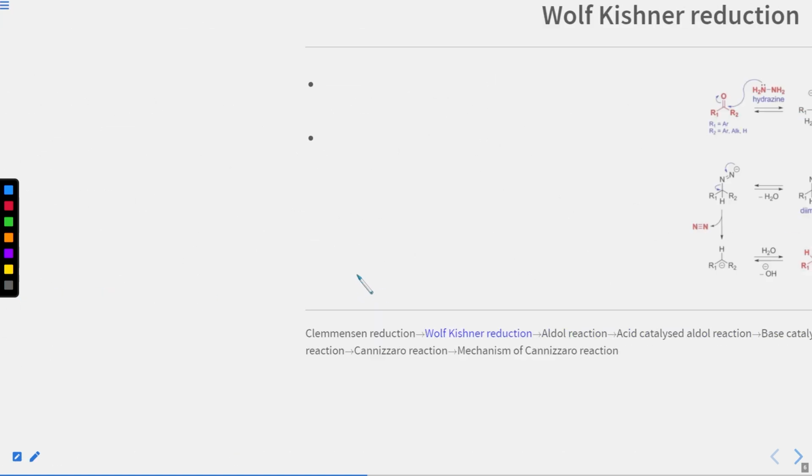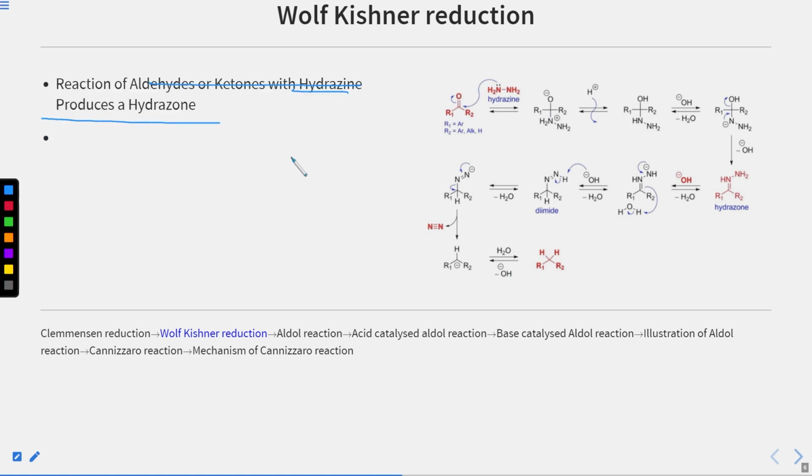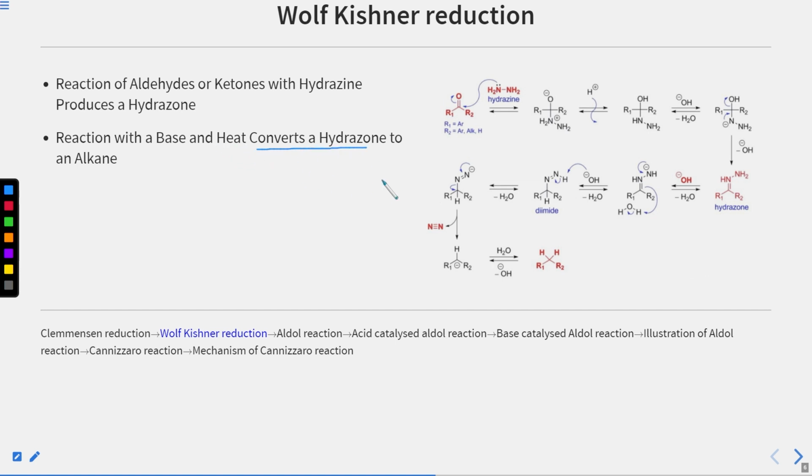Now we will move to Wolff-Kishner reduction. So if you remember what is Wolff-Kishner reaction, in this reaction basically what happens is we take a carbonyl, that is aldehyde or ketone, and we treat it with hydrazine, that is NH2NH2. This is called hydrazine, and this NH2NH2 reduces this carbonyl center to your alkane. Now how does this go? This is the reaction of aldehyde and ketone with hydrazine. This produces a hydrazone, and this hydrazone is further hydrolyzed in the presence of a base. So reaction with a base and heat converts the hydrazone into alkane.